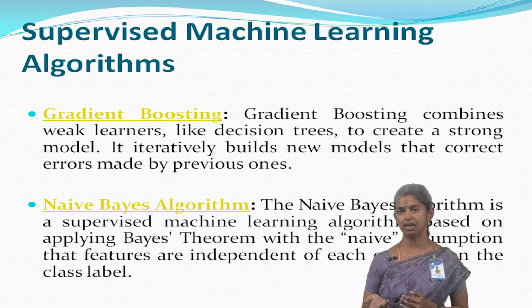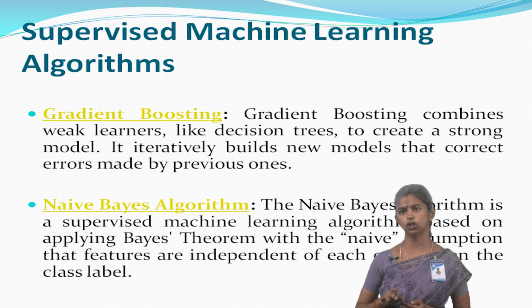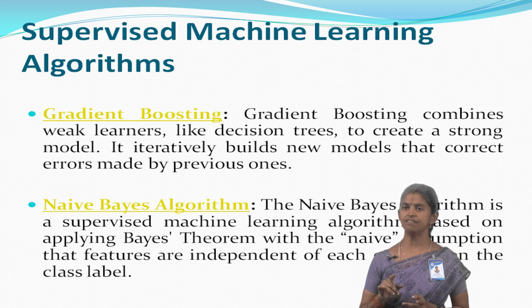Another one is the Naive Bayes algorithm. It is a supervised machine learning algorithm based on applying Bayes' theorem with the naive assumption that features are independent of each other given the class label.